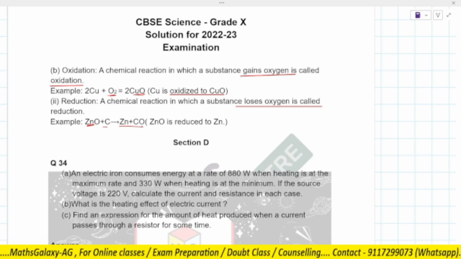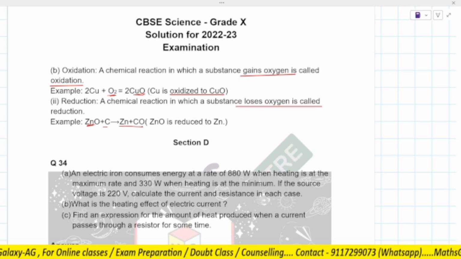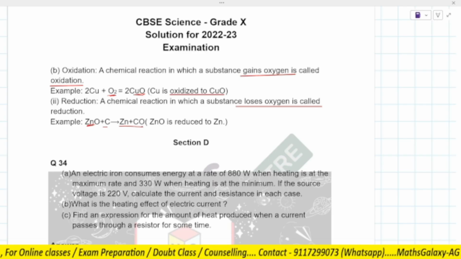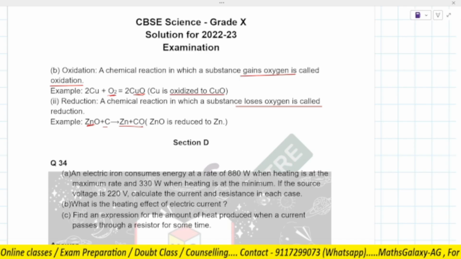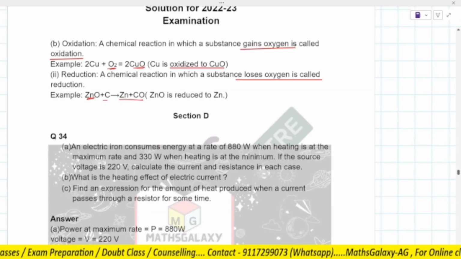We have to use the formula for resistance. It will be R, from P equal to V square by R, right? From that formula we will do it. Okay, so let's see how we will do it.